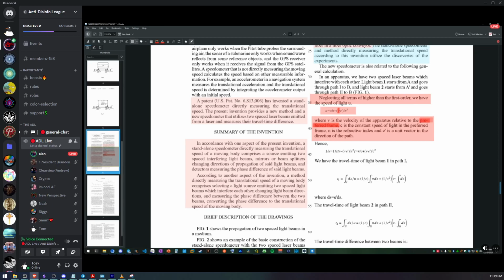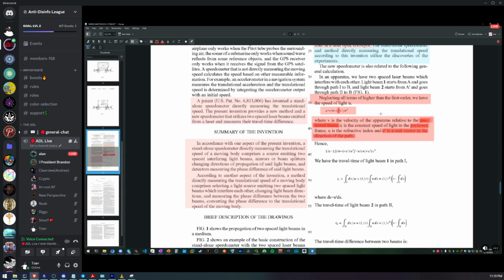So C is the constant speed of light in the preferred frame, n is the refractive index, and e prime is the unit vector in the direction of the path. What do you think the speed of light is in the preferred frame? Do you think it varies proportional to the velocity and the unit vector of the direction of the path? Preferred direction. Does that mean if it's traveling east or west?